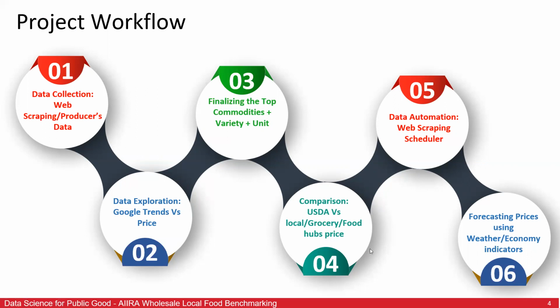What you see on this slide is the project workflow, or basically how we worked on this project. Step one was data collection. Step two, data exploration using Google Trends and looking at the prices over years. Step three, finalizing the top commodities for final analysis and comparison. Step four, comparing the USDA versus other data sources. Step five, data automation for future data collection. And lastly, step six, forecasting prices. Now, the interns will walk you through these steps one by one in more detail.